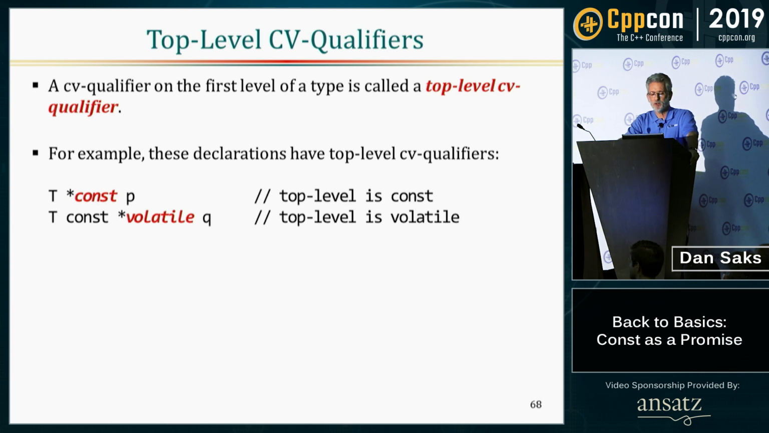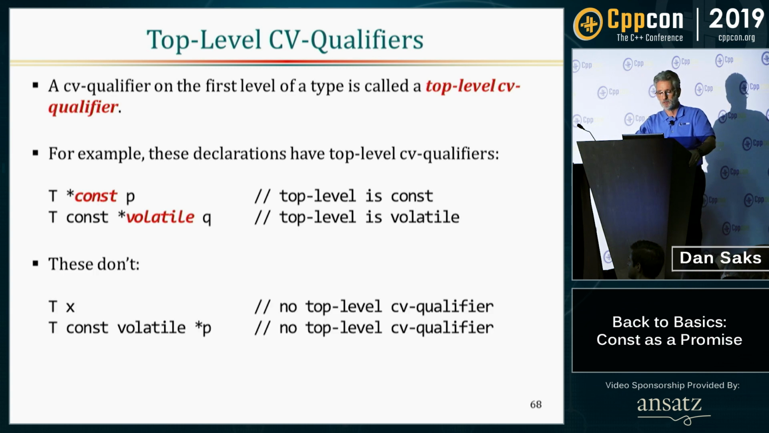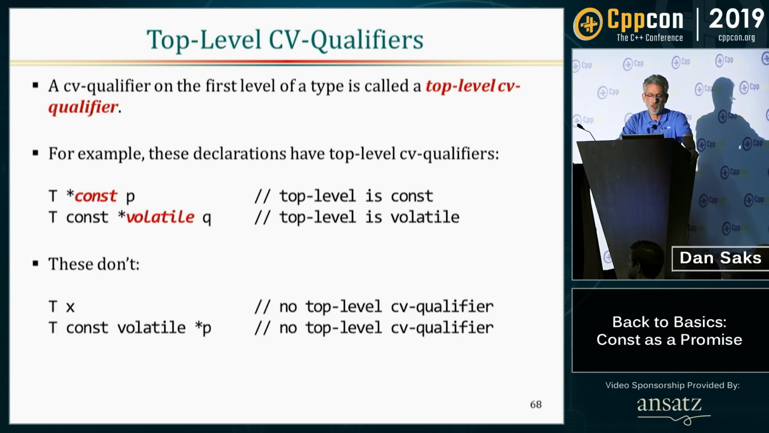For example, here, P is a constant pointer to a T. Const is the top-level qualifier. Q is a volatile pointer to a constant T. Volatile is the top-level qualifier. These don't have any top-level qualifiers. Even though P is a pointer to a const volatile T, there's no qualifier on the pointer itself, which would be the top level.